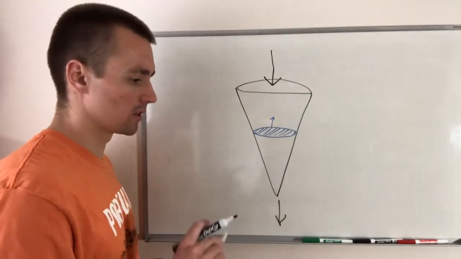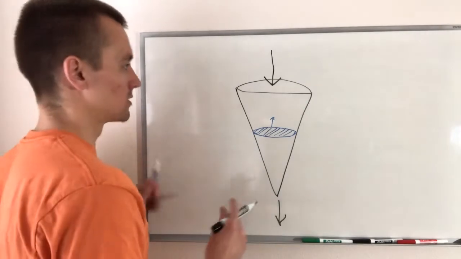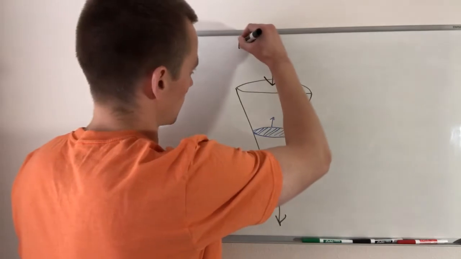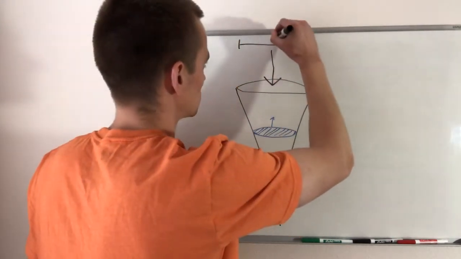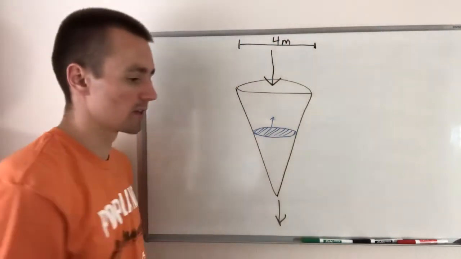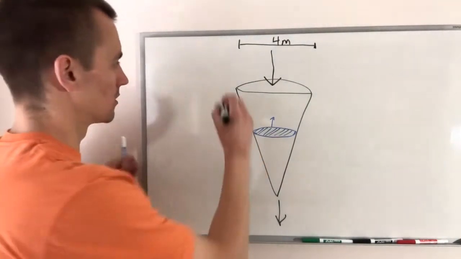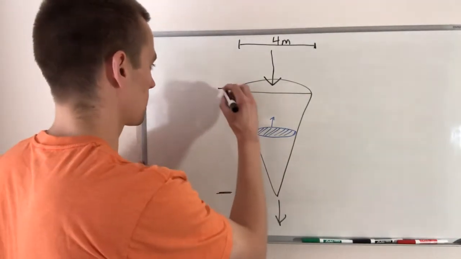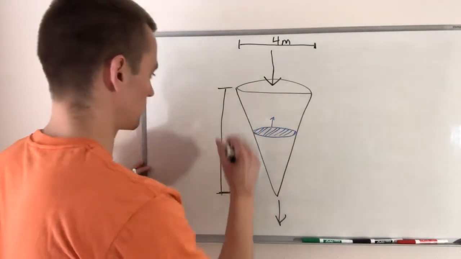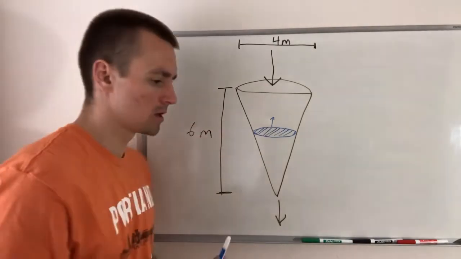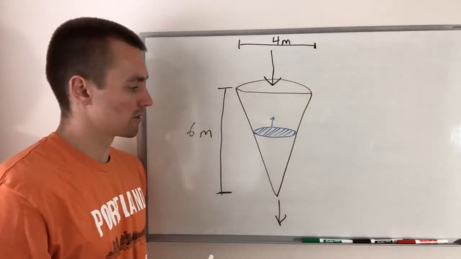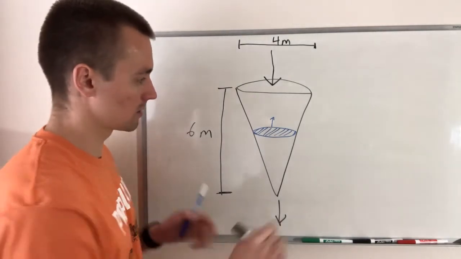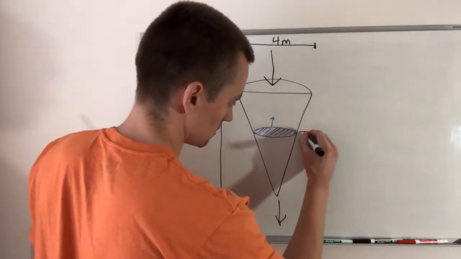So first of all, let's put in the dimensions of this cone. We know that our cone had a diameter at the top of 4 meters. So we know that distance there is 4 meters. It also gave us a height of this cone. So we know our cone is 6 meters tall. Some other information it gave us, at the moment that we are looking at, we know that our water is 2 meters tall.